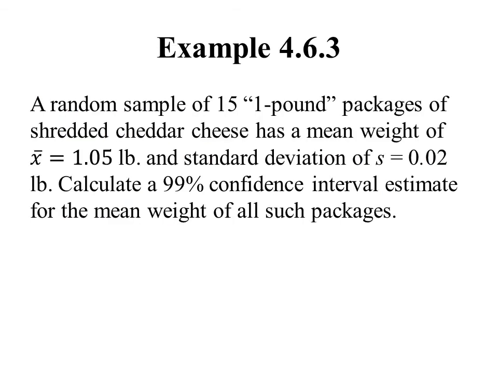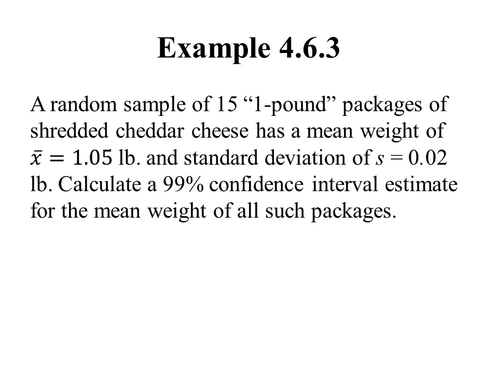So let's do a simple example of calculating a t-interval estimate of a population mean. So a random sample of 15 1-pound packages of shredded cheddar cheese has a mean weight of 1.05 pounds and a standard deviation of 0.02 pounds. Calculate a 99% confidence interval estimate for the mean weight of all such packages.